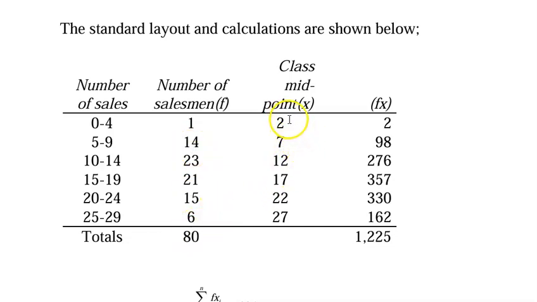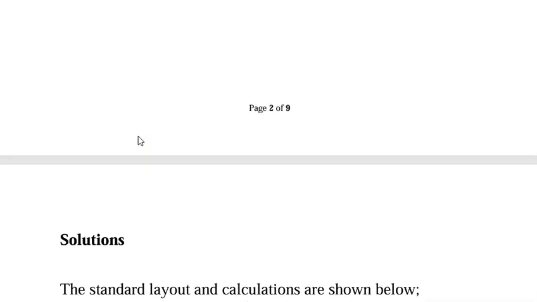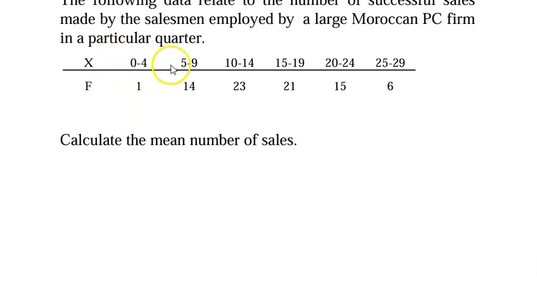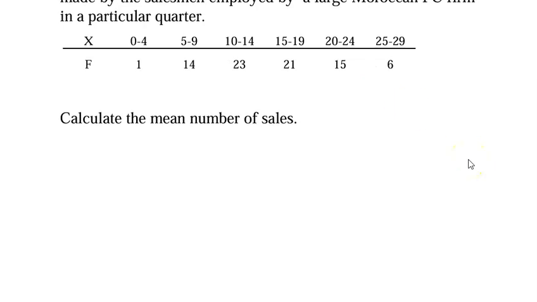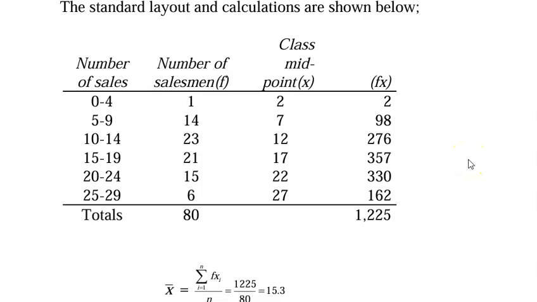And then the x value that we are talking about here is not the one you see here. The x value is not these values. The x value we calculate ourselves. How do we calculate the x value? The x value is the midpoint. So we take the midpoint of these two values, 0 and 4. What's the midpoint? It will be 0 plus 4 divided by 2. That's the 2 we see here. 5 plus 9 is 14, and 14 divided by 2 is the 7 you see here.